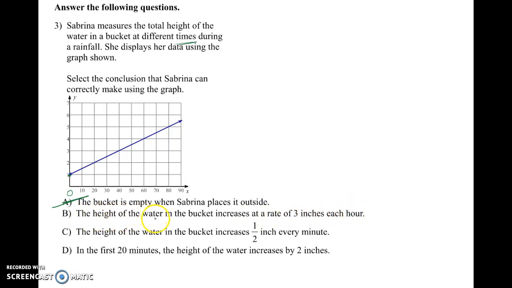For B, the height of the water in the bucket increases at a rate of 3 inches each hour. Well, after 10 minutes, it's not quite an inch, but after 20 minutes, it's gone up 1 inch. After 30 minutes, it's about 1.5 inches that it's increased.